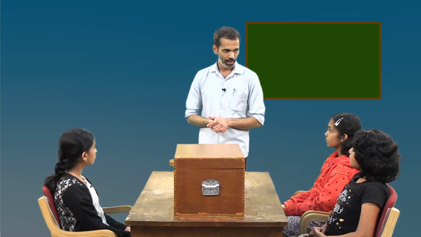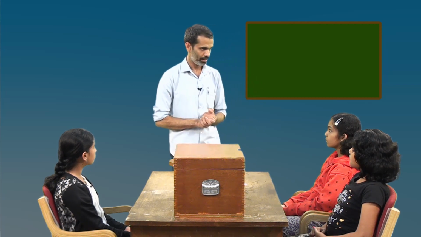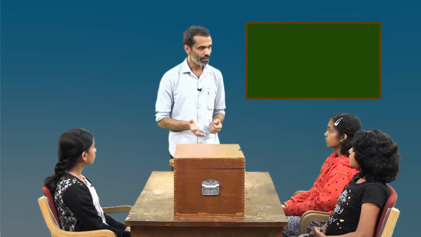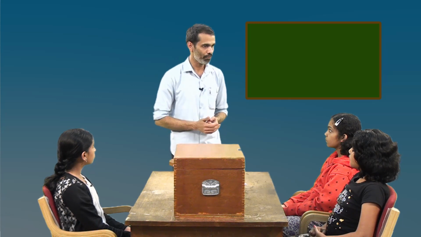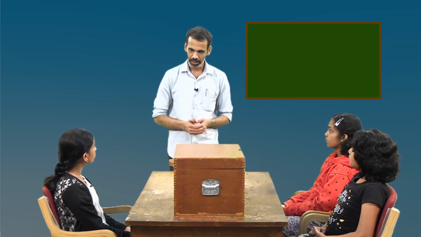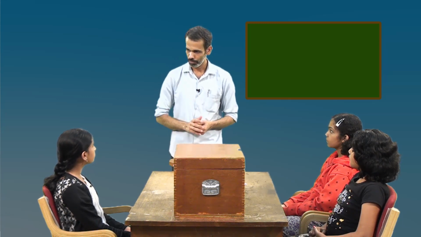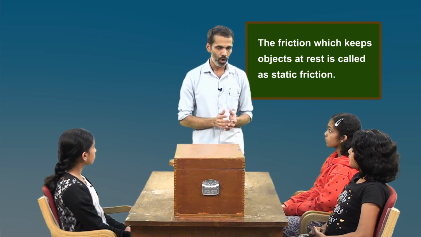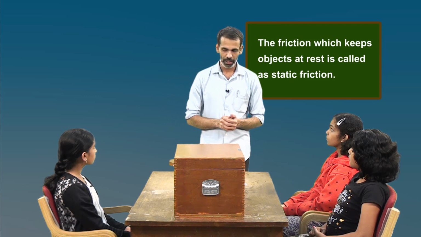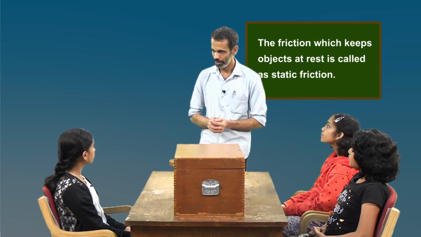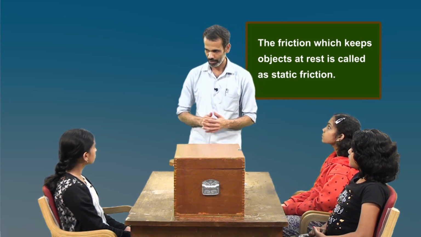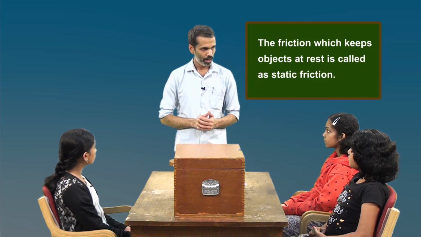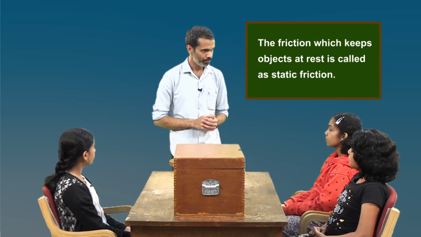But the friction has a limit. If I increase the force beyond this limit of friction, then the block starts to move. This friction, which is keeping objects at rest when an applied force is acting on it, is known as static friction. I hope these things are clear to you.